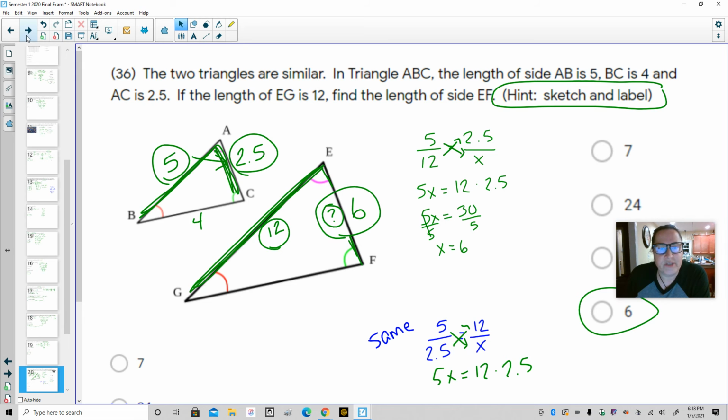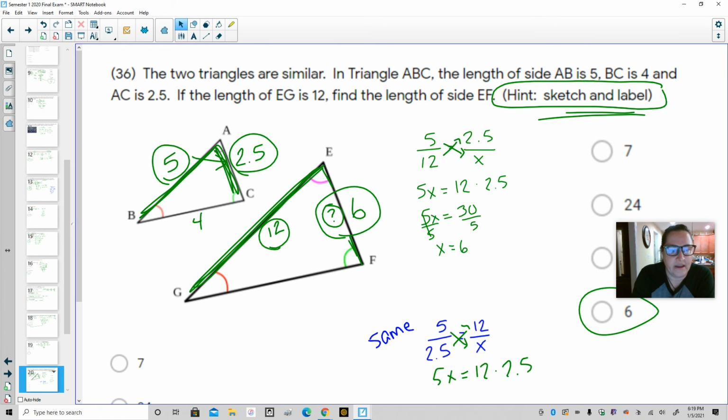Two triangles are similar. In triangle ABC, the length of side AB is 5, BC is 4, AC is 2.5. I suggested that you sketch and label that. It would have helped. If the length of EG is 12, find EF. So a couple of different ways that you could have done this.